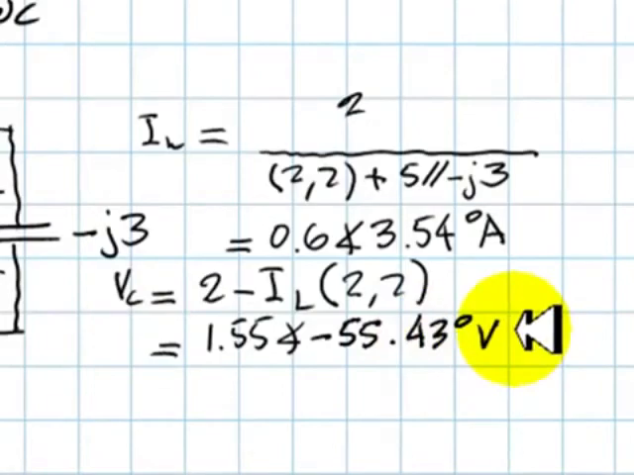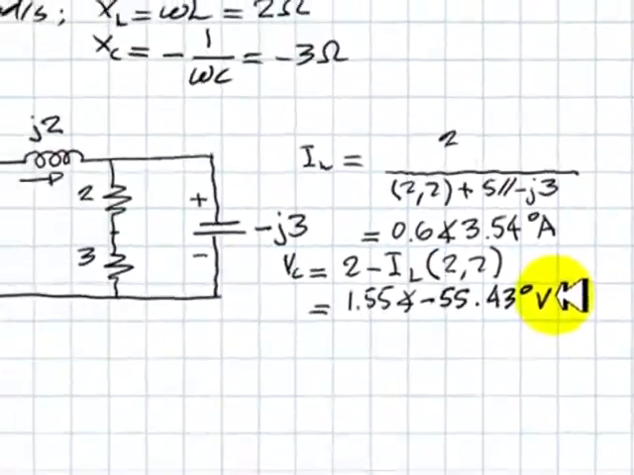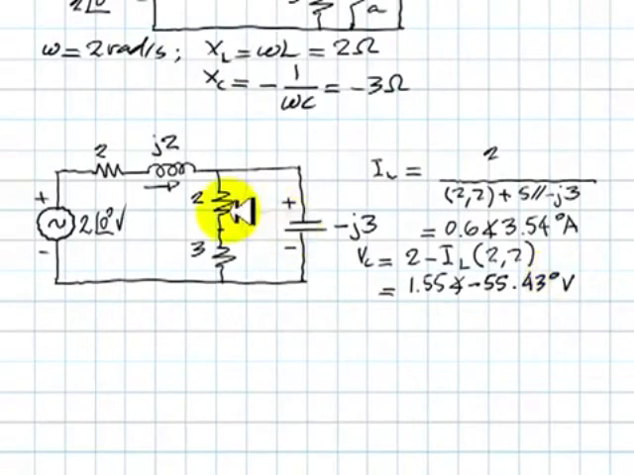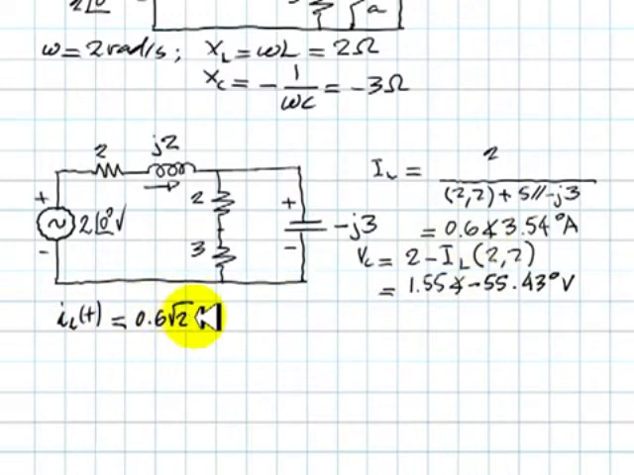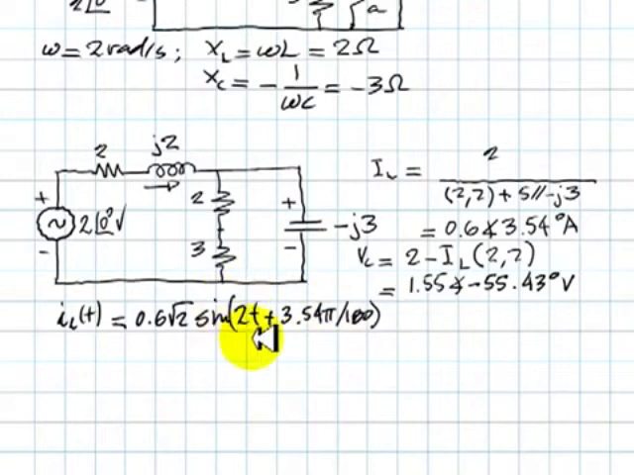Like so. And then what? Well, what we need is to find those voltage and currents, but not as phasors, but at exactly t equals 0. But before doing that, let's write those currents and voltages as functions of time. The current in the inductor as a function of time is the peak value 0.6 root 2 sine of 2t plus 3.54 degrees. Convert that into radians, of course. And that is the current.